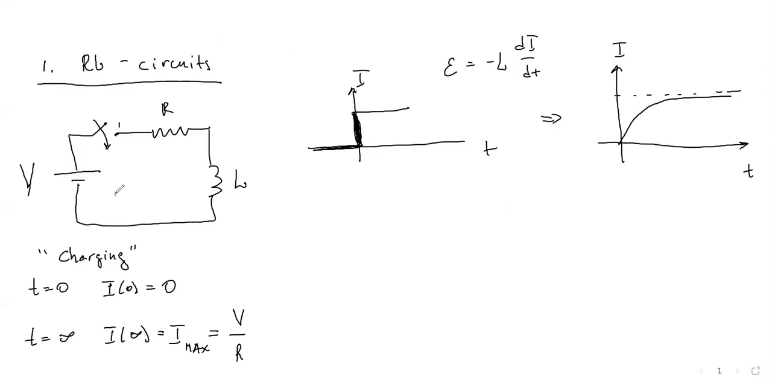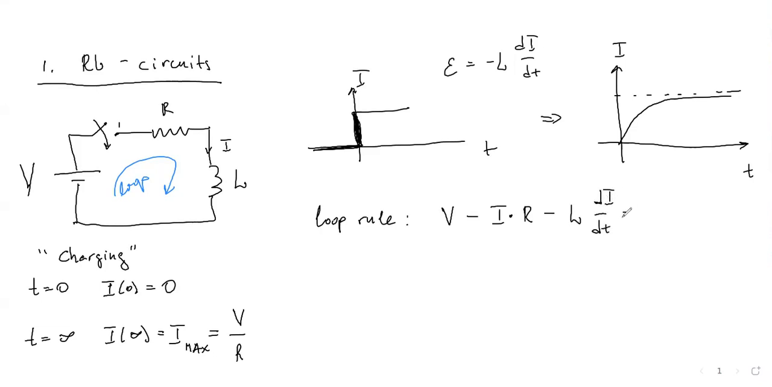So we can pick a loop. We can write a loop rule. I'm going to go clockwise, starting from the battery, the voltage V. Then you have a resistance, so you have a current multiplied by resistance. And then you have a drop of potential across the inductance. Let's say the direction of the current and direction of the loop is the same, so I'm going to put negative inductance L di over dt, and it should be 0 because this is a loop rule.